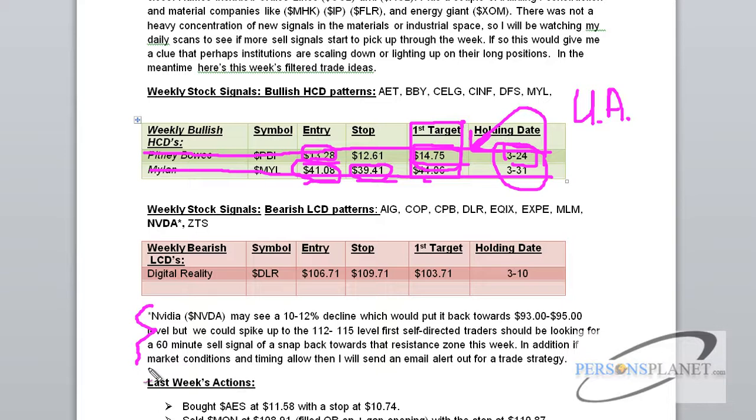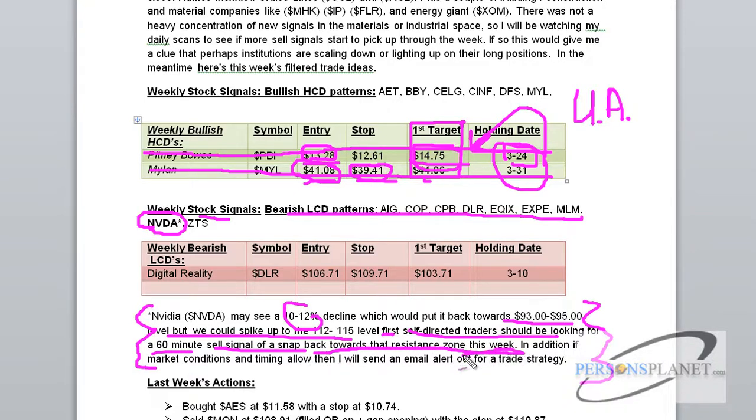If you notice down here, we generally put either an option strategy if someone wants, or for self-directed traders. You'll notice I highlighted NVDA this week, NVDA, as a weekly stock signal, bearish low close doji. Because it is more of a higher risk for self-directed traders, I thought we would see a 10 to 12% decline, as it says, from Friday's close, which would put the market down to maybe 93, 95. And I said we could spike up to the 112, 115 level first. Self-directed traders look for a 60-minute sell signal of a snapback towards that resistance zone this week.